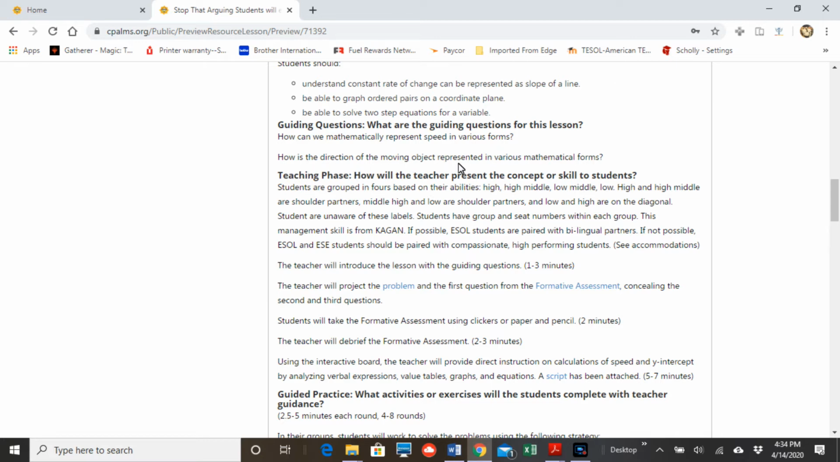And how is the direction of the moving object represented in various mathematical forms? So here's your y. So the speed, how fast something is, x. Y is, all right, now how is it moving up and down?